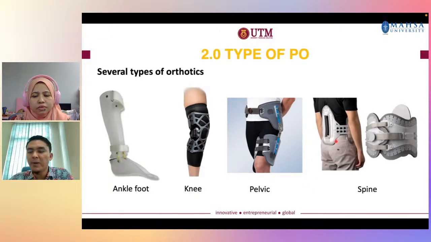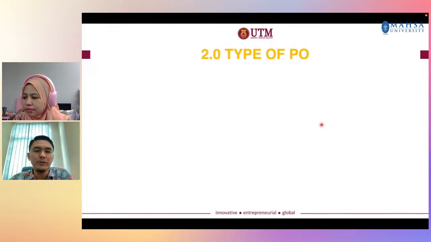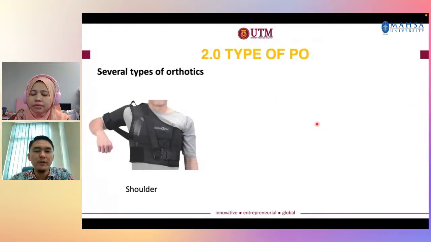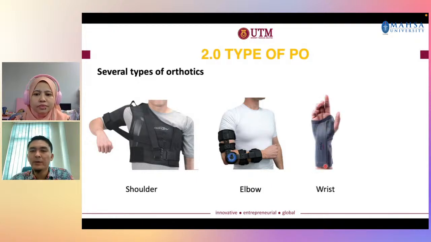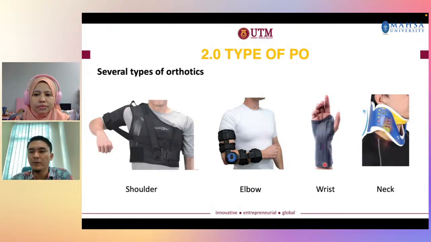And then there is the spine orthotic. This one is used to cover the spine bone, depending on the severity of the patient's condition. If the spine has a problem at this region, the brace will be placed at this region. And then we have the shoulder, for the shoulder joint like this, and then the elbow, for example. And then there is the wrist orthotic, and the last one is for the neck.